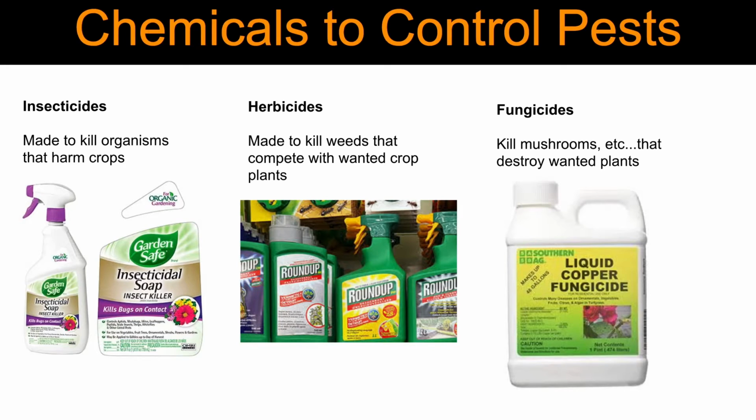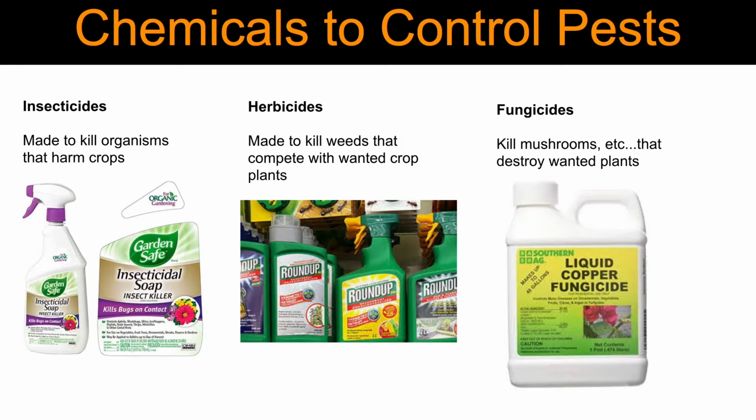The next thing that's important to understand about chemicals in the environment is that we use pesticides and or herbicides. So insecticides are made to kill organisms that harm crops. So lots of insecticides, or we call those pesticides. Same thing, pests, insects, interchangeable word. Herbicides are made to kill weeds that compete with unwanted plants.